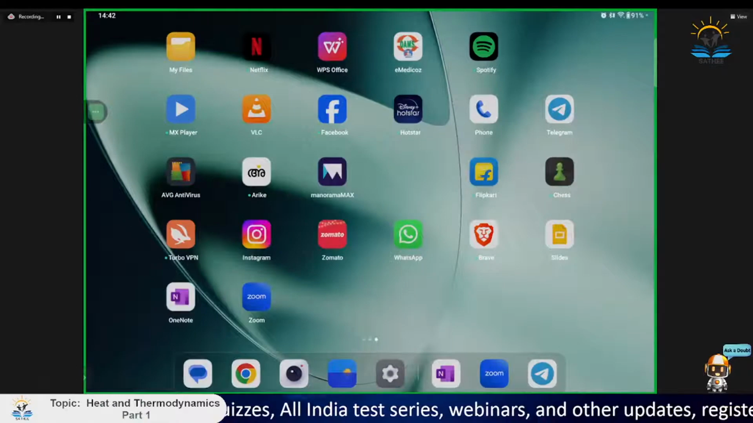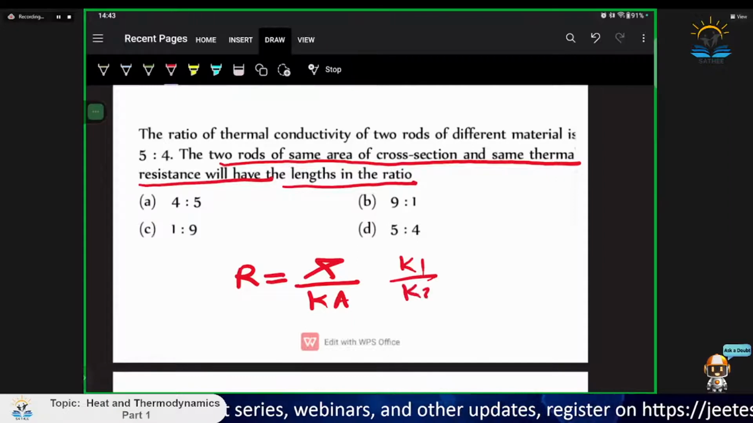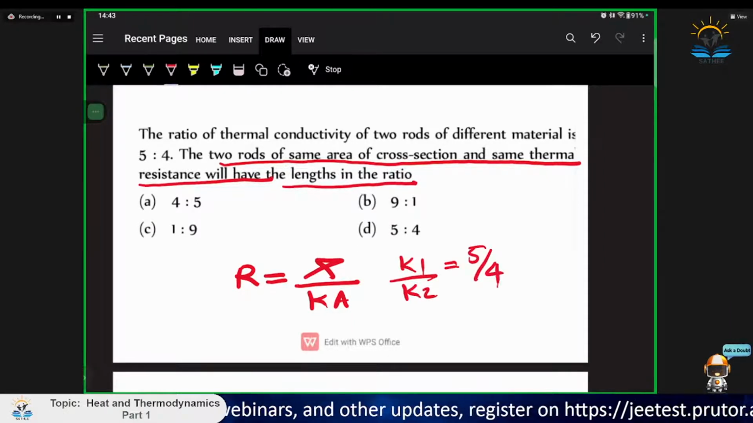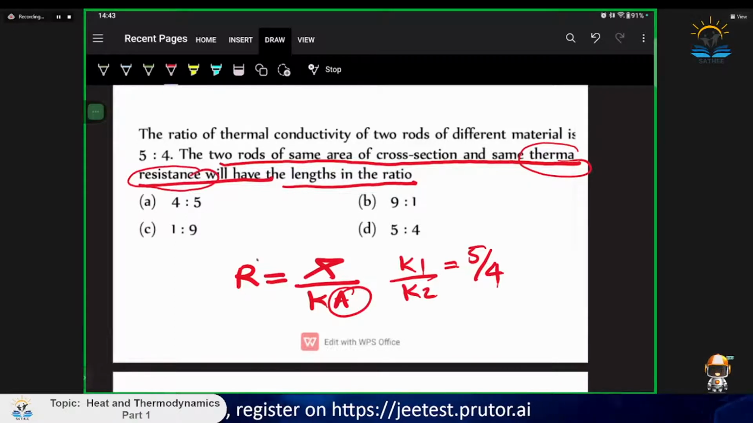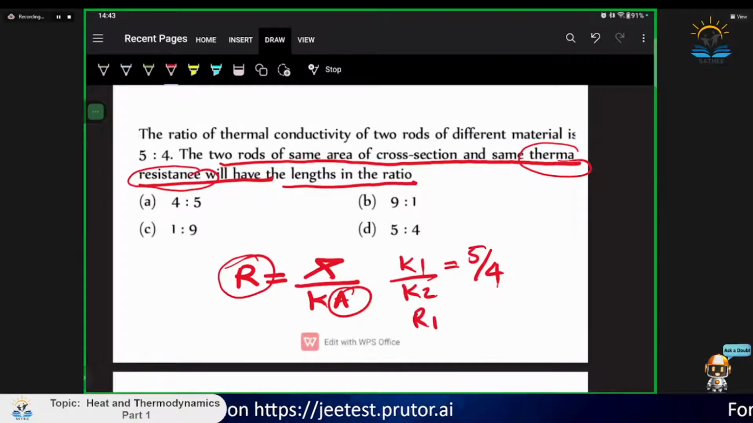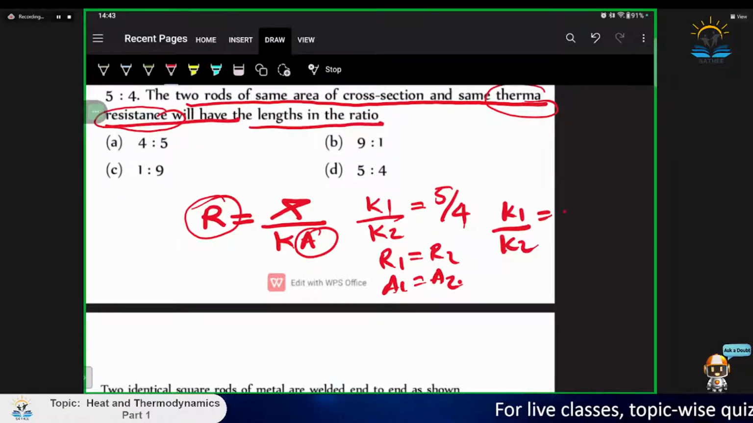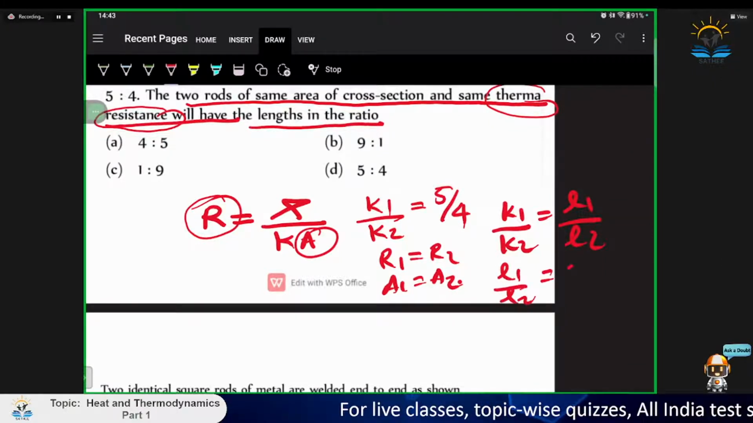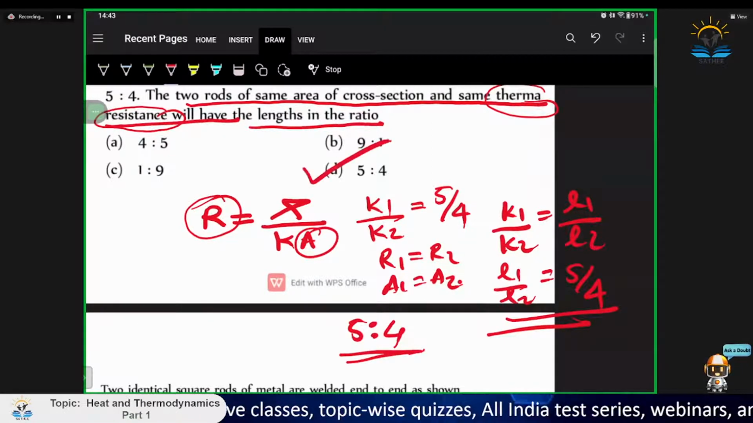And here they already mentioned that K1 by K2 is 5/4 and area is same and thermal resistance is same. So R1 equal to R2. So K1 by K2 is equal to L1 by L2. K1 by K2 is equal to 5/4. So L1 by L2 is equal to 5/4. So answer is 5:4. So option D. Okay, fine.